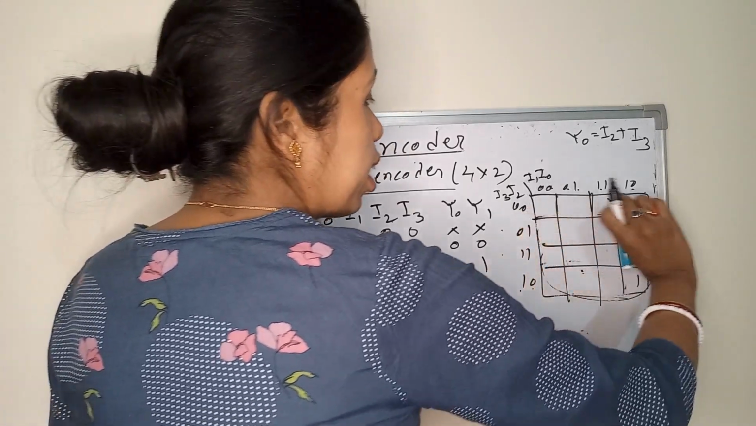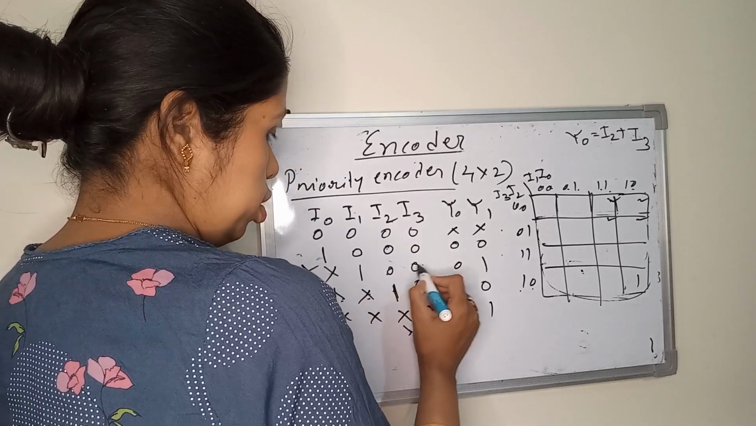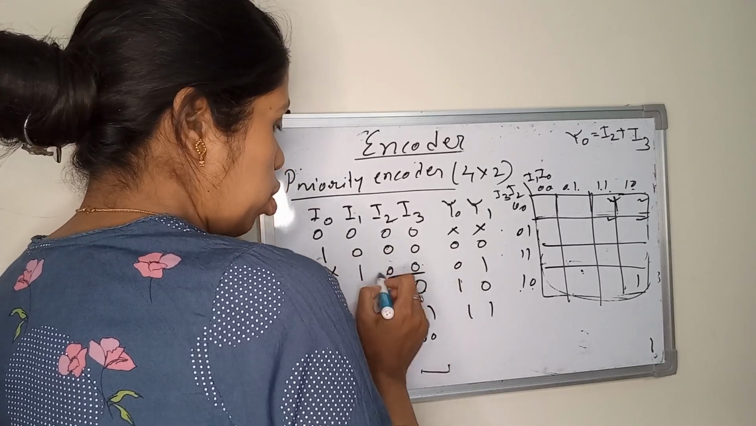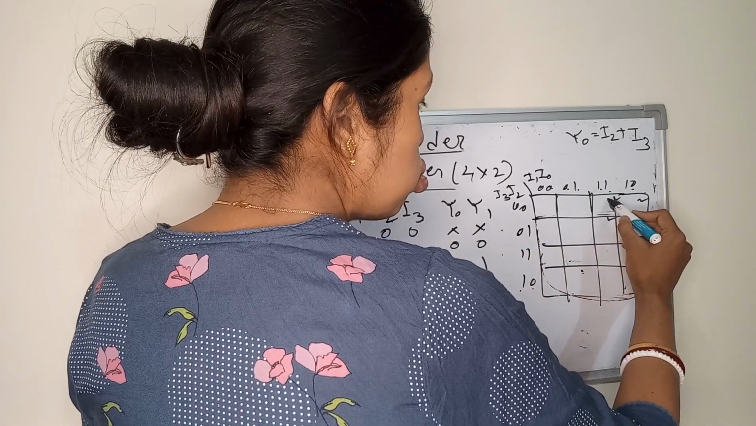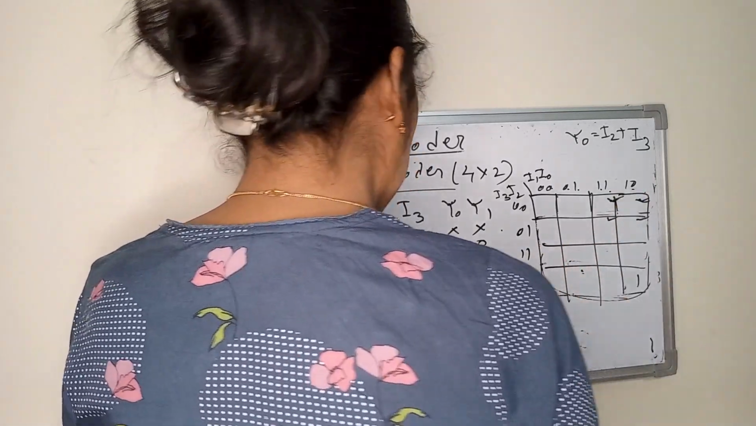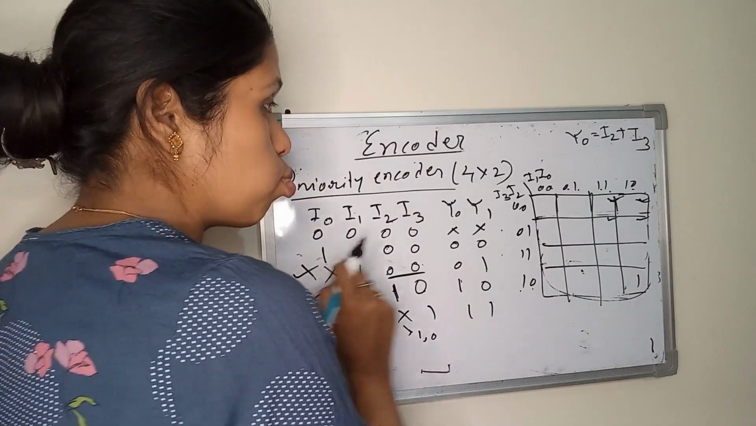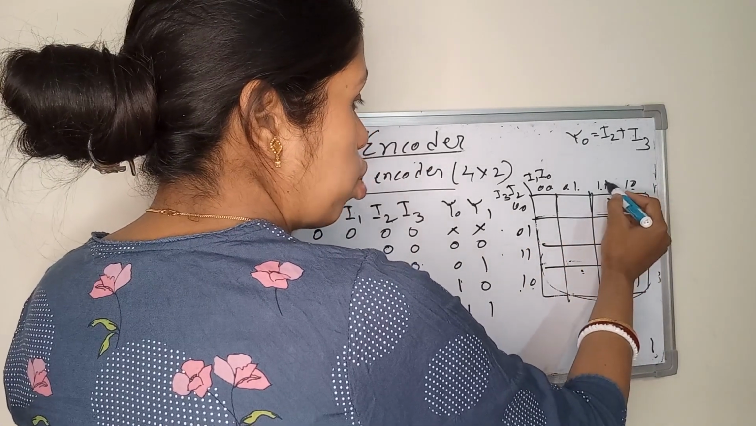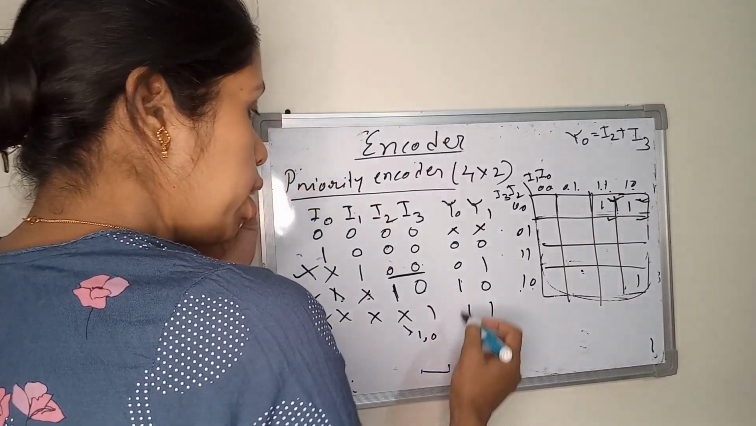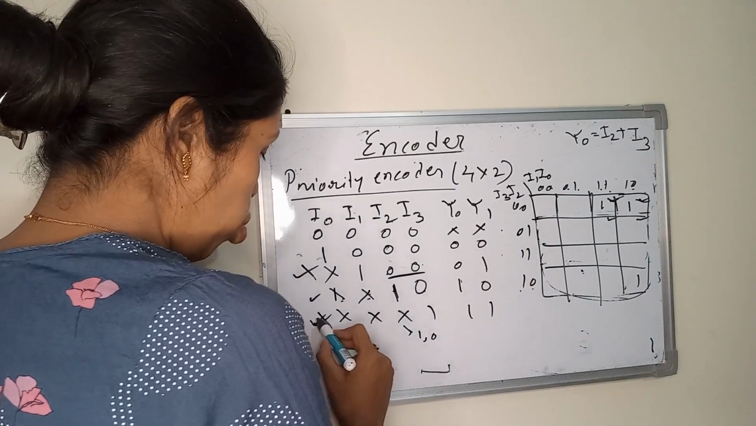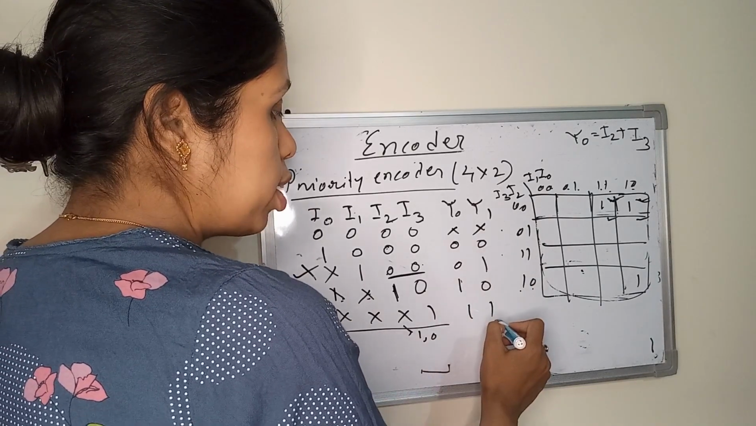See, in these entire 4 cells, my I2, I3 both are 0 0. Along with this, my I1 is 1 for which two cells? These two cells, my I1 is 1. And now I0 is either 0 or 1. So in these 4 cells, I have logic 1. For the last combination also, my y1 is 1.